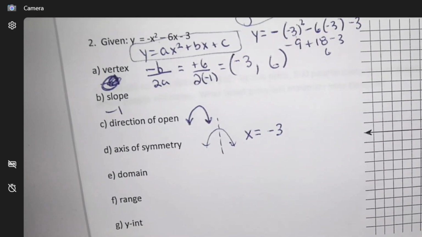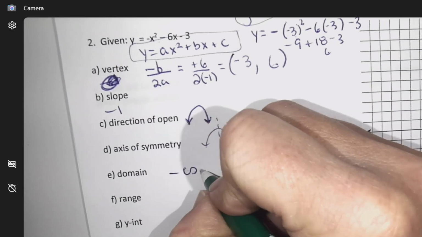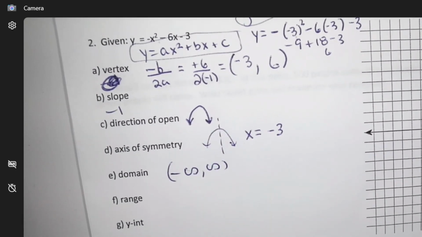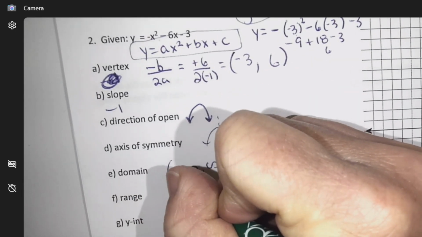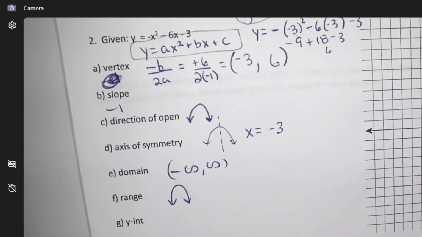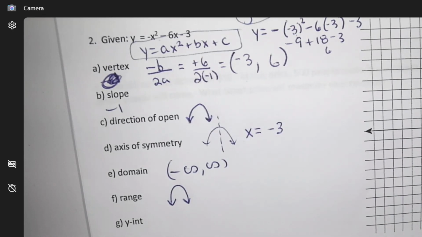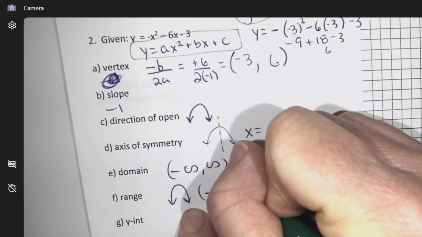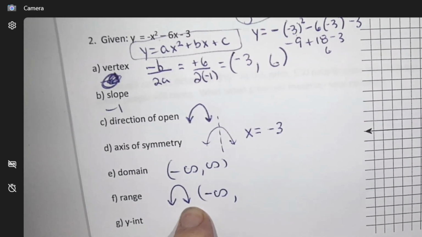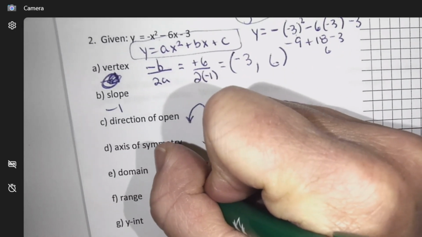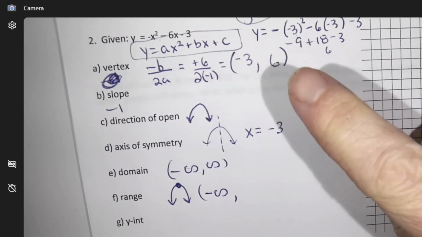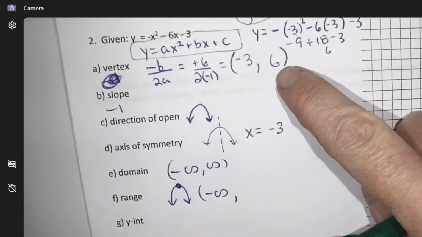The domain, same, -∞ to infinity. The range, you have to write it in the order low to high. So the lowest is -∞, to the top height of, and then we grab it from there.